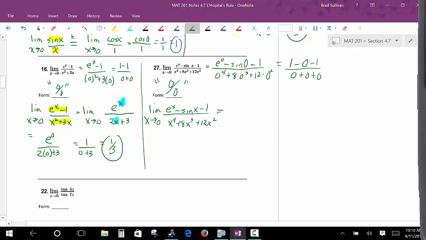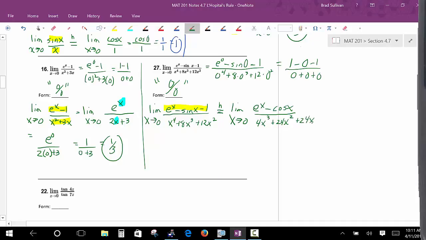Generally, I have students write equals with h. You don't have to do that. That just means that you're applying L'Hopital's rule. Okay, so in your head, can you do the derivative of the numerator? e to the x minus cosine of x, right? Okay, so we're going to have e to the x minus cosine x. Now the denominator is going to be 4x to the third plus 24x squared plus 24x.